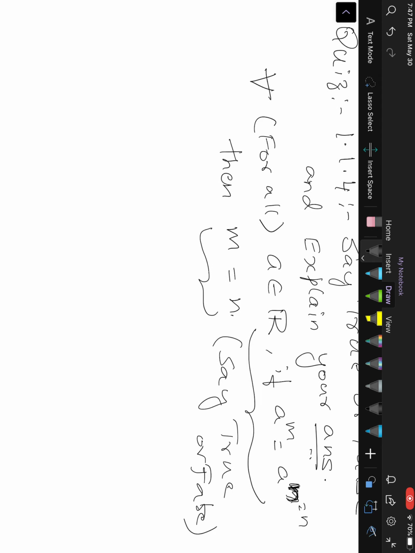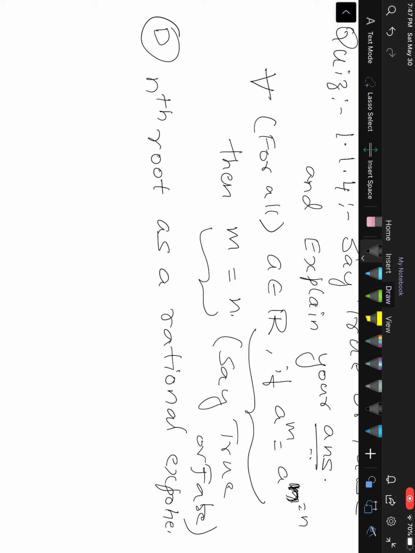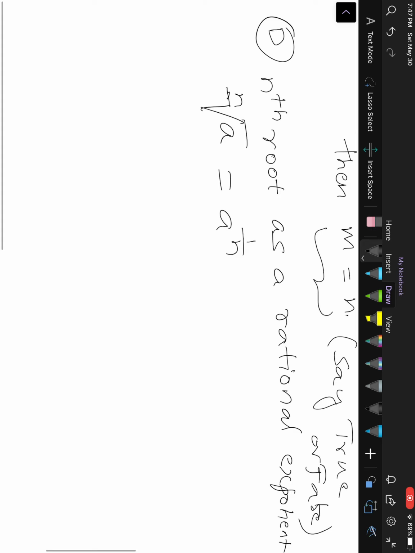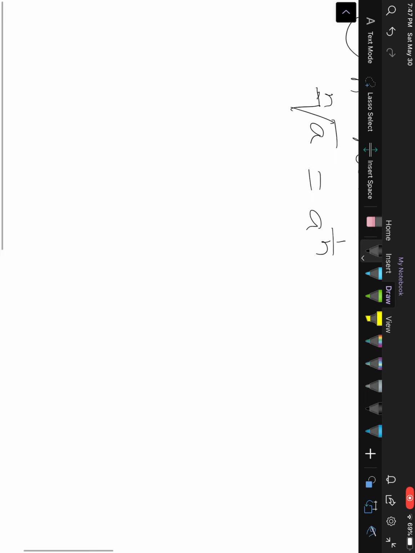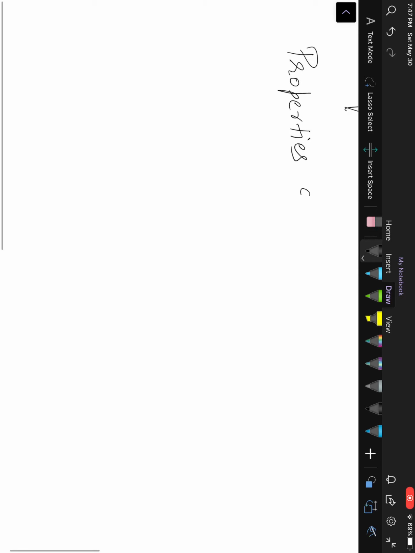Before going into the properties of nth roots, I would like to give you a definition of nth root as a rational exponent. We have seen that we denote the nth root of a number a like this. This can be written as a to the power of 1 by n. This is very useful in proving the properties of nth roots. So now we shall study the properties, or rules, of nth roots.